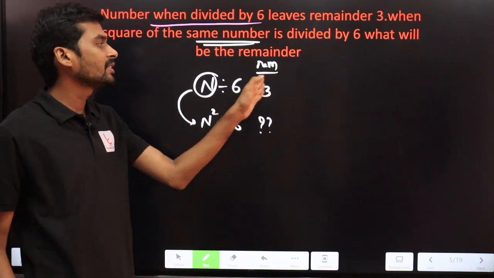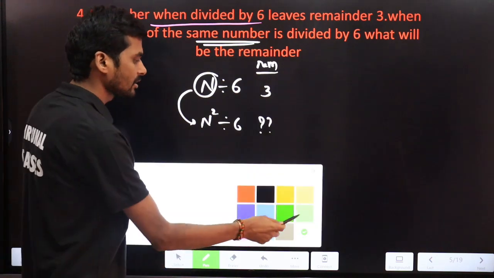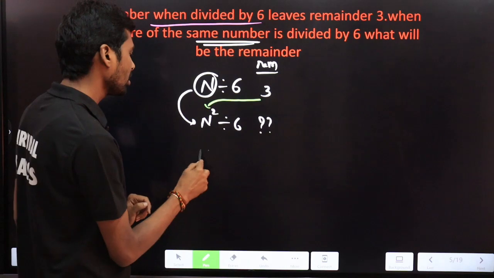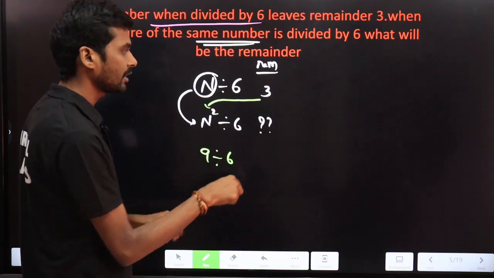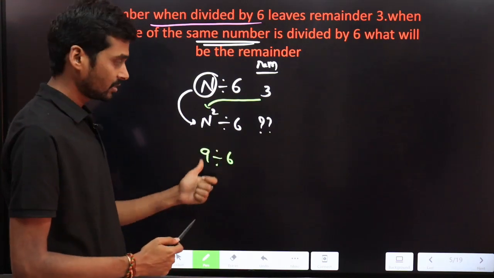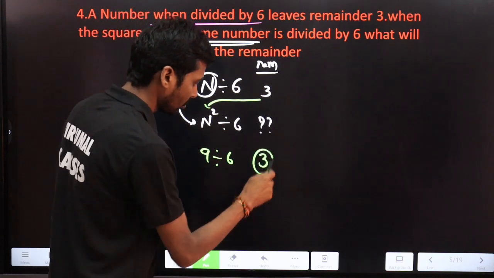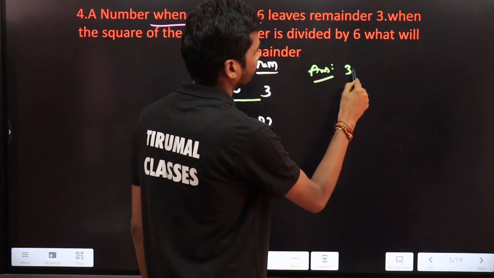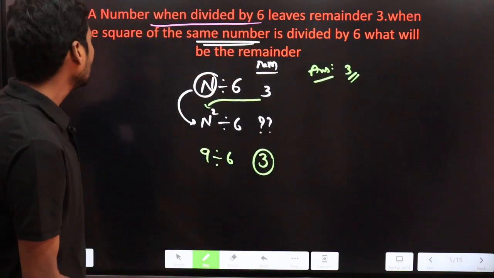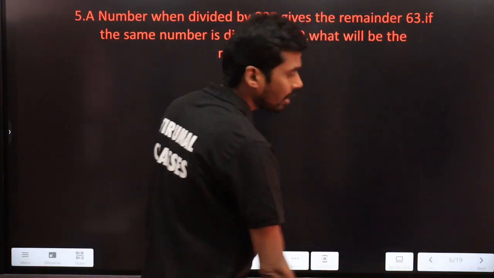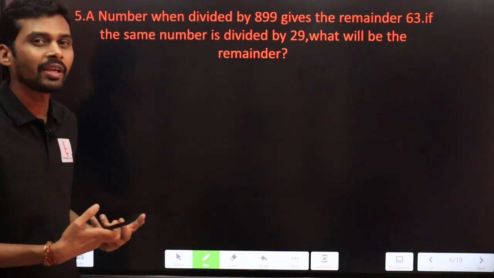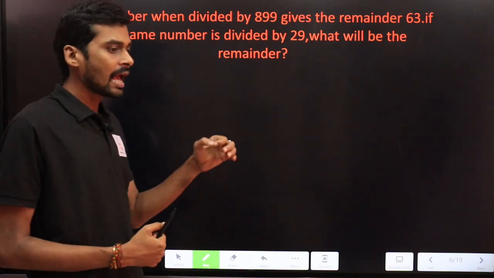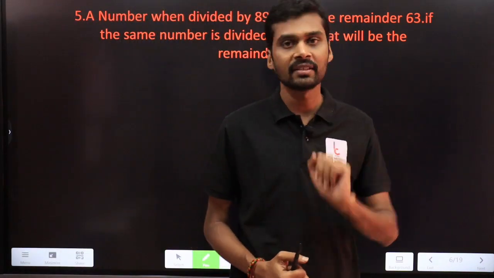Since n divided by 6 has remainder 3, I take the value of n as 3. So 3 square is 9. 9 divided by 6, 6 ones are 6, the remainder is 3. So the final answer is 3. Okay, so this is type 1 model, which means we have the same divisor. In the next model, what if we have a different divisor and the dividend is the same?